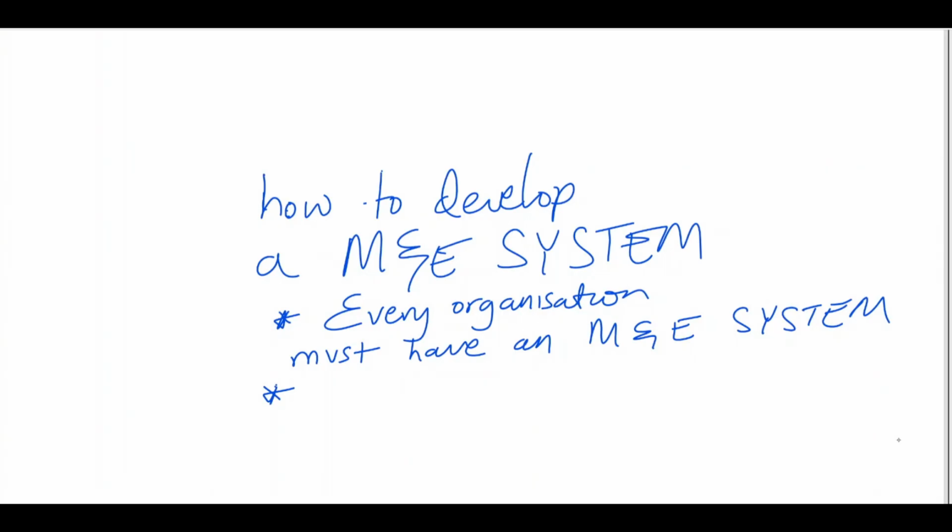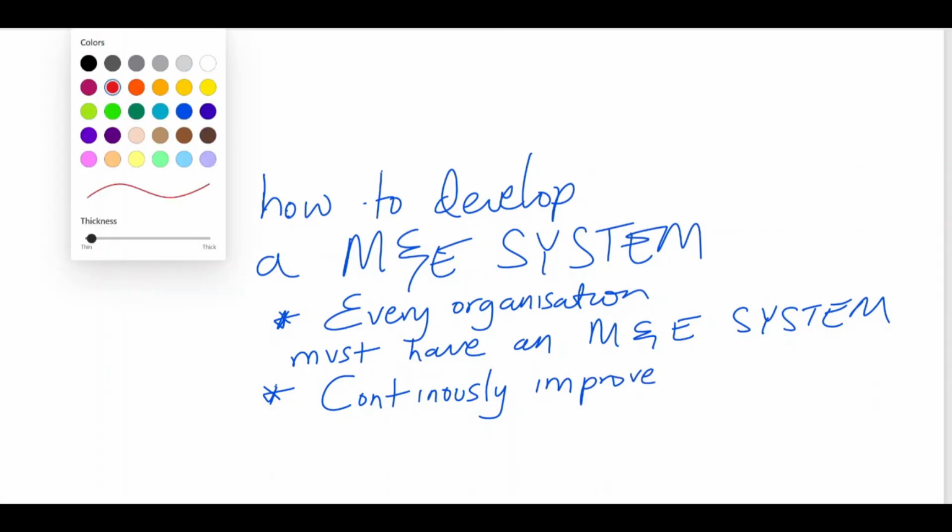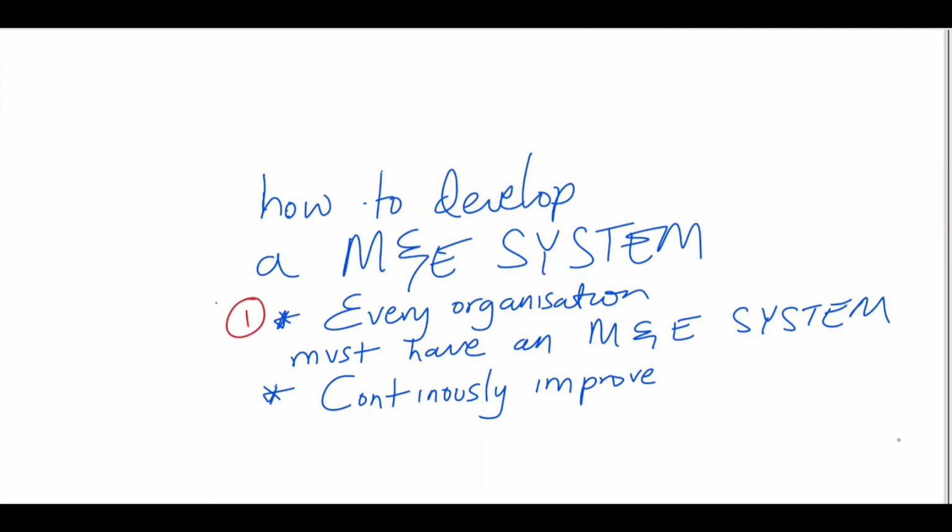The reason is that everybody, every organization, every institution, even a human being wants to continuously improve. Let me try to change some of the colors. So, point one is that every organization must have an M&D system. Then, point two is the reason why every organization must have an M&D system is because we all desire to continuously improve.